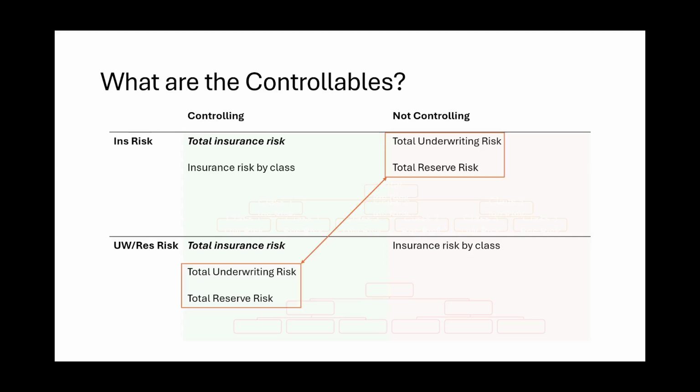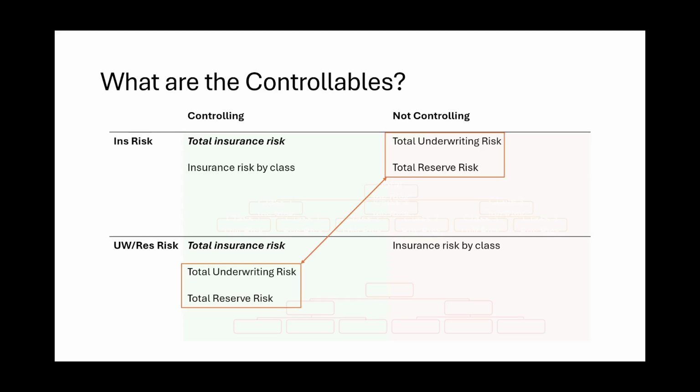But the key difference is these two. With the underwriting and reserve approach, this total underwriting risk distribution and total reserve risk distribution are pretty directly controllable without affecting each other. Whereas with the insurance risk approach, I would say that's not the case. And I think this is the big difference between these two approaches. And for me, this would be enough, all else being equal, to select in favor of the second method.